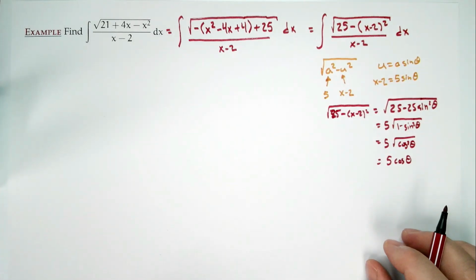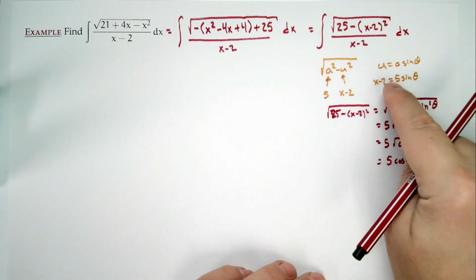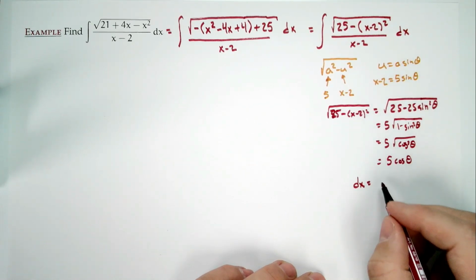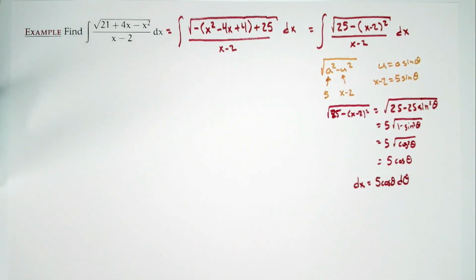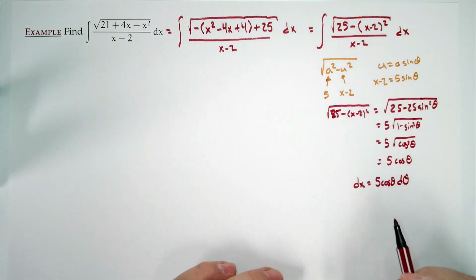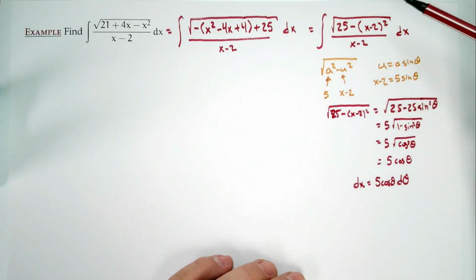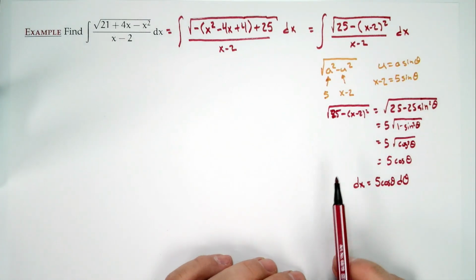Okay. And, well, what else do we have? Well, we have dx. We haven't done that yet. So dx would be, the derivative of 5 sine theta is 5 cosine theta d theta. All right, that's promising. And let's see, anything else that we need to say? No, I think we have everything. We can take care of the x minus 2. We can take care of the square root of 25 minus x minus 2 squared. We can take care of the dx.